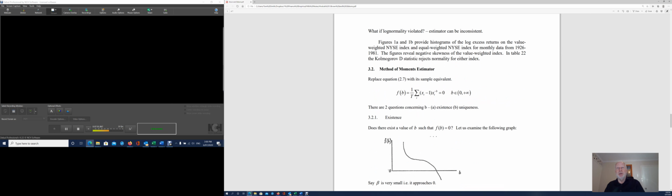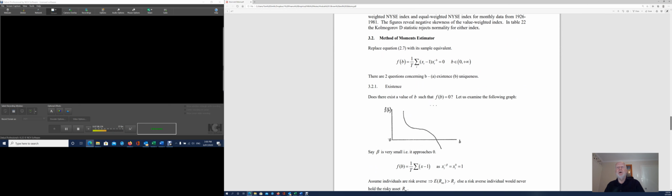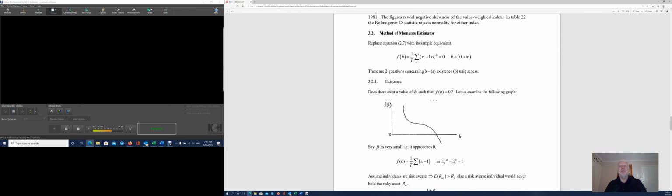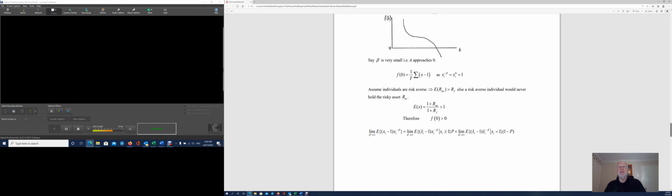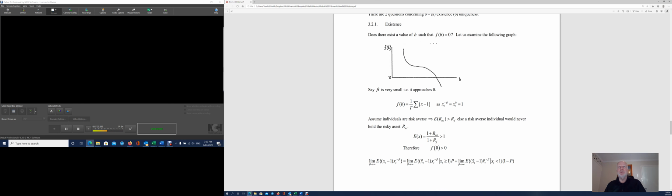Now, describing it as a sample mean of xt to the minus b, where b is between 0 and infinity. They get very careful here about existence: is there a value of b such that it actually does cross 0? So here's f of b, and here's b. We're going to look at extreme cases: it starts above 0 and ends below 0.